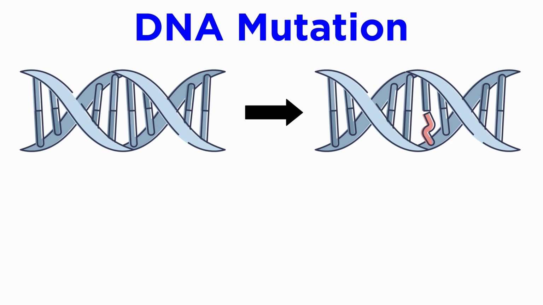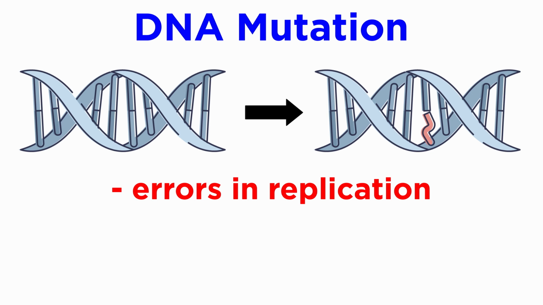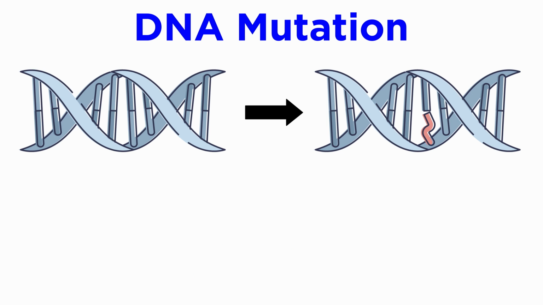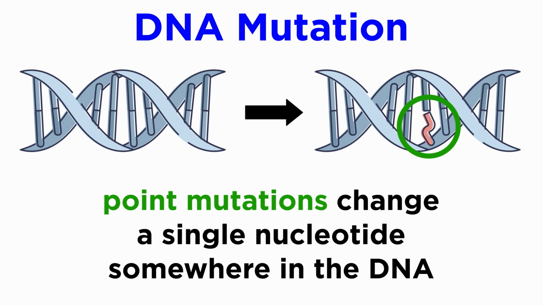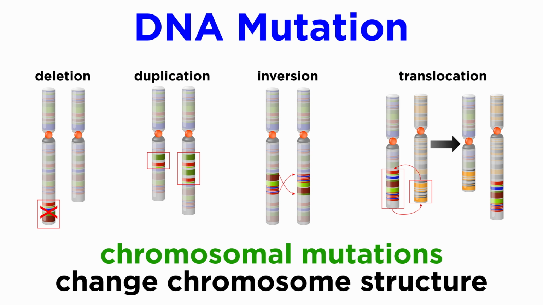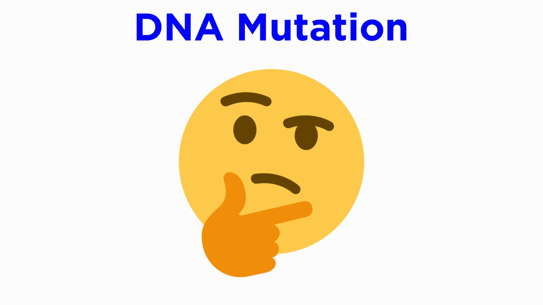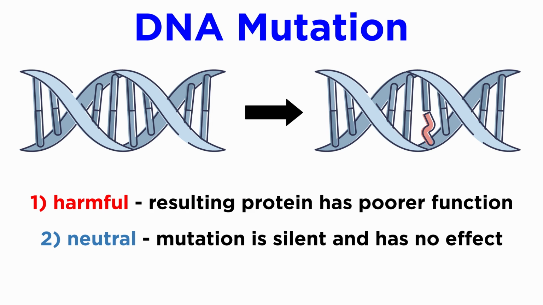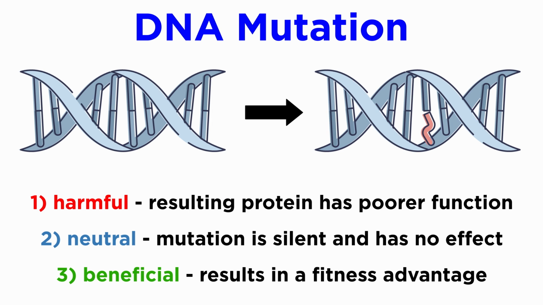Another mechanism of evolution is mutation, or a change in the DNA sequence of an organism. This can result due to errors in DNA replication during cell division, exposure to mutagens, or high-energy radiation. Mutations generally fall into two types: point mutations, which change a single nucleotide, and chromosomal mutations, which change chromosome structure. Mutations can have a range of effects as well. Often they can be harmful. Others have little or no detrimental effect. And sometimes, although very rarely, the change in DNA sequence may even turn out to be beneficial to an organism.